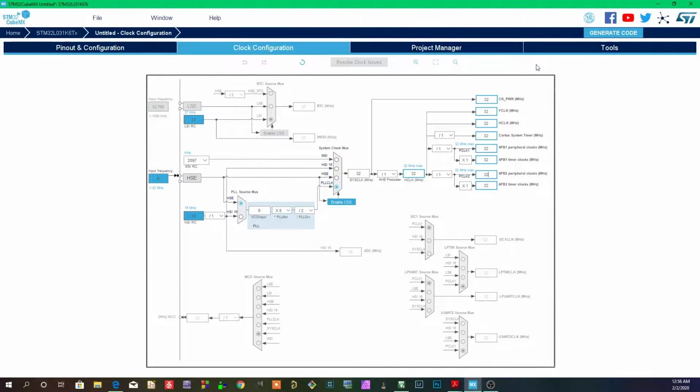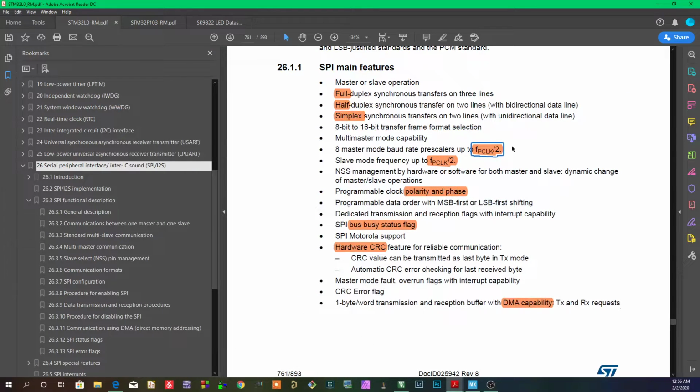In my case, the SPI is on the APB2 bus, and it's also running at 32 megahertz. So in my L0 chip, the fastest I will be able to get my SPI to operate would be at 16 megahertz. That's the maximum. Obviously, there's prescalers that I can use to make it go slower, but the fastest I'll ever get it would be 16 megahertz.